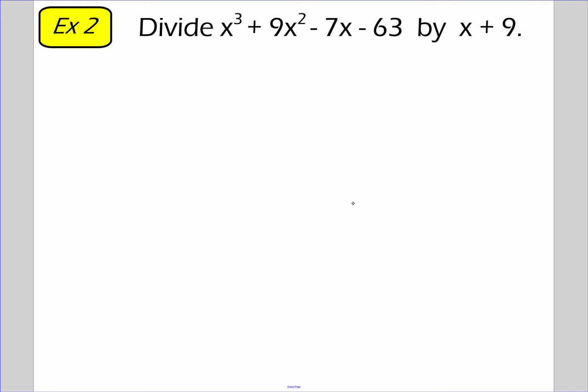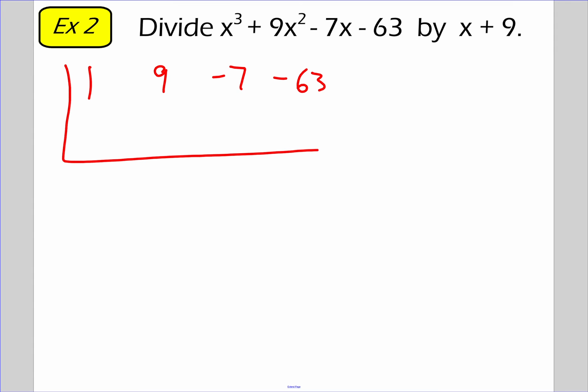For this one, we're going to go straight to synthetic division. I'm going to have 1, 9, negative 7, and negative 63. Again, I can do synthetic division because we have a linear divisor. I'm going to use negative 9 out here.